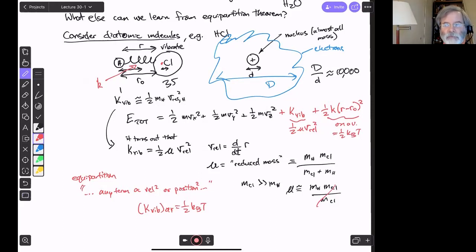All right, so far we've talked about the motion of the center of mass. We've talked about the vibration. Is there some other way in which this diatomic molecule can move?